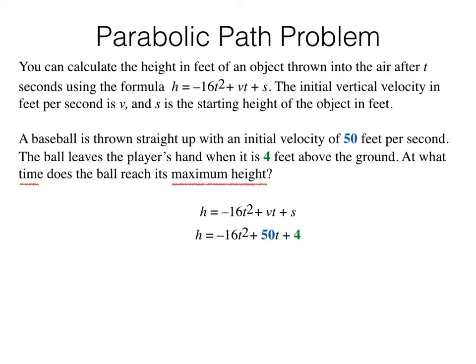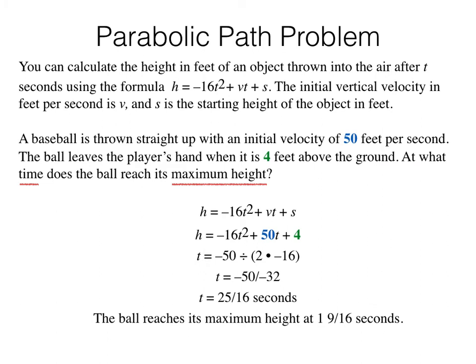The formula for the axis of symmetry when a quadratic function is in standard form is x equals negative b over 2a. So t, in this case, equals negative 50 divided by 2 times negative 16. Now we'll simplify this fraction to 25/16. The ball reaches its maximum height at 1 9/16 seconds. It's not a good idea to turn this quantity into a decimal because it does not terminate quickly, so it's better to leave it in fractional form. In fact, 25/16 would be perfect.